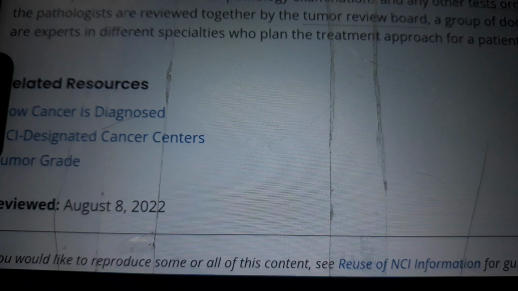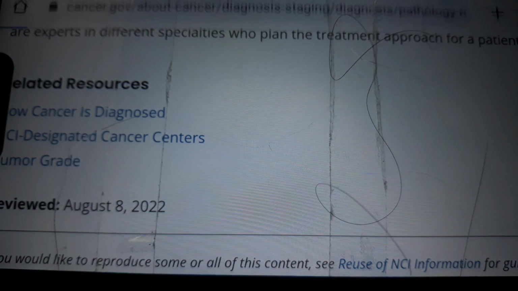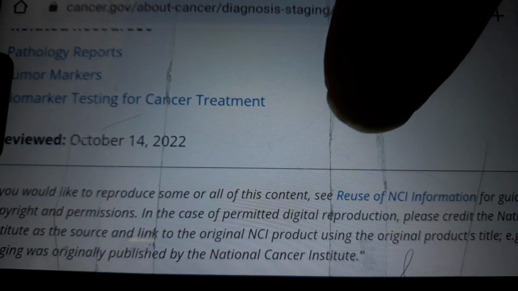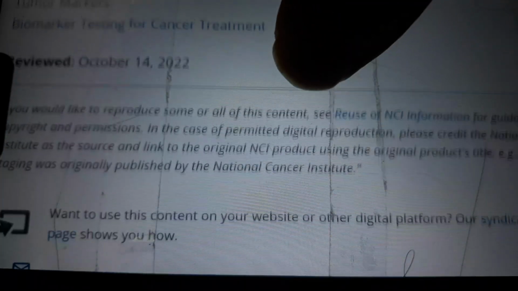So that's it about that. And next is about tumor markers, as discussed.